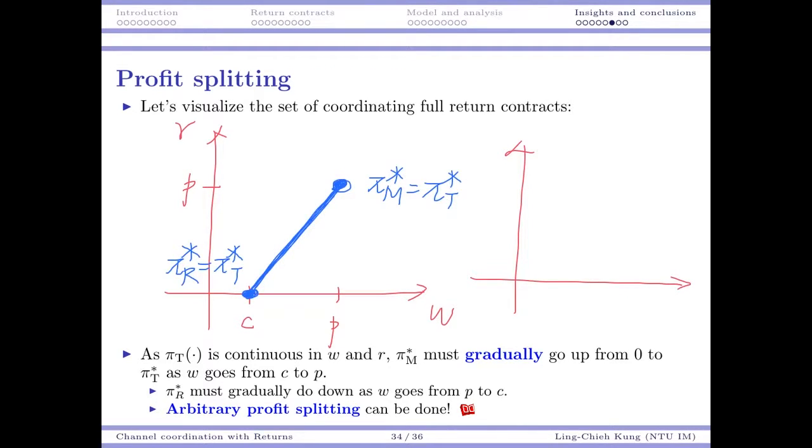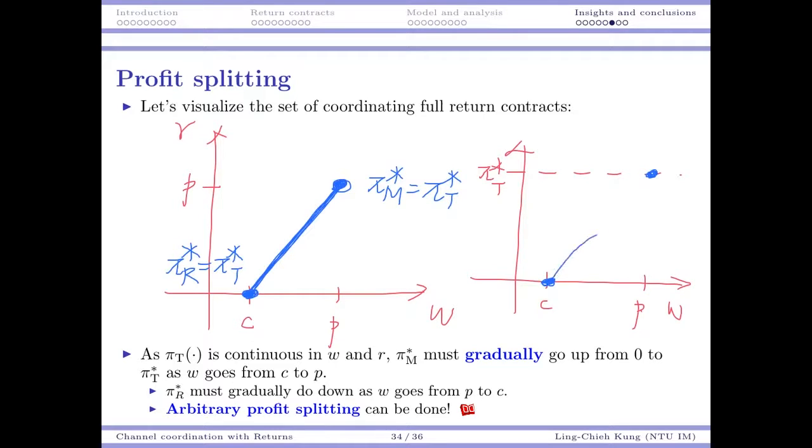So let's say this is W, from C to P. There is one level which is just pi T star. What I want to draw are the manufacturer's and the retailer's profit as a function of the coordinating wholesale price. When W is C, the manufacturer is getting nothing. But when W is P, the manufacturer is getting everything. What's more important is that because this function is continuous, it must gradually go up from 0 to pi T star. So it must be something like this.